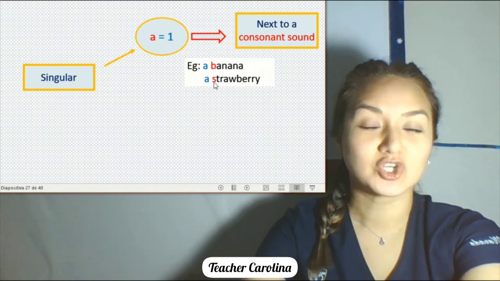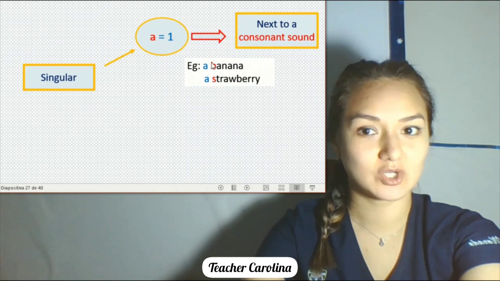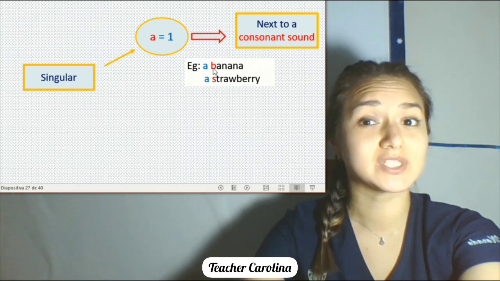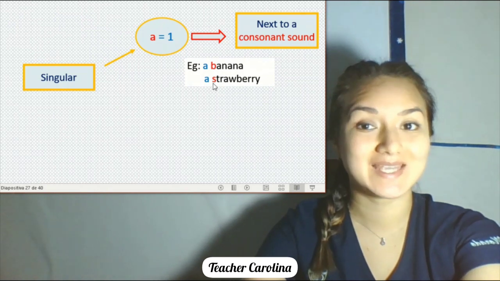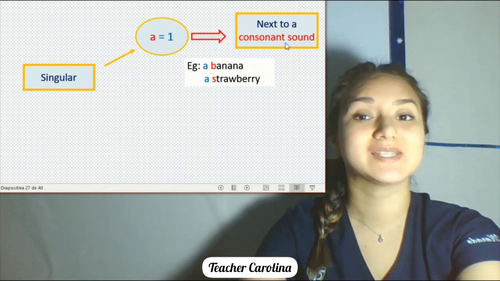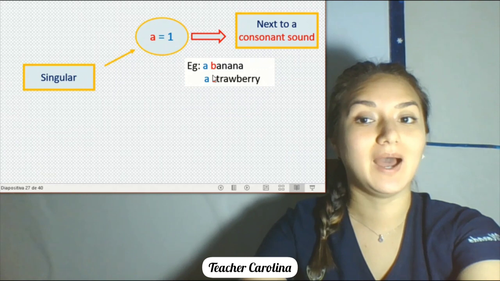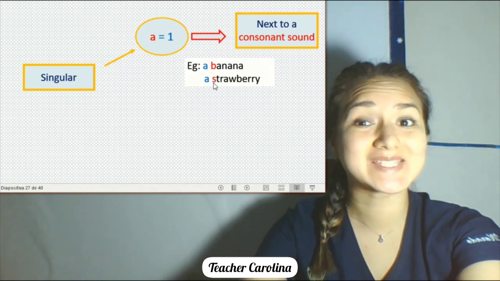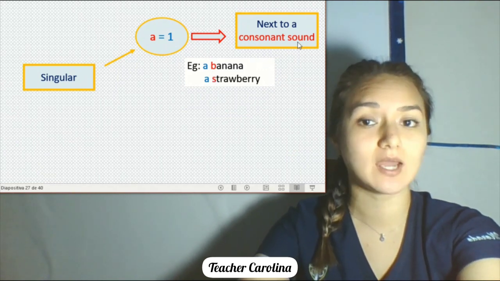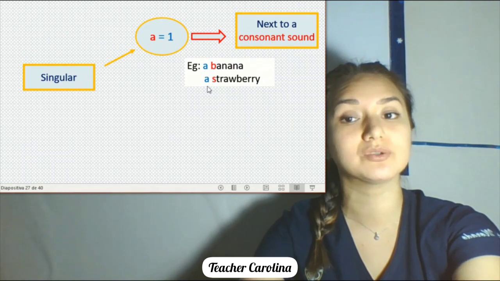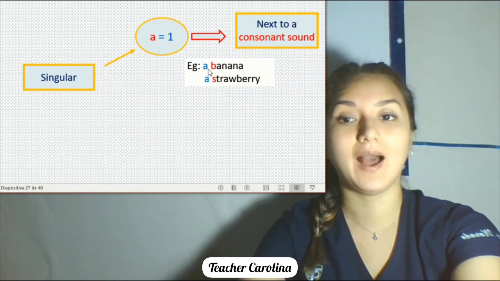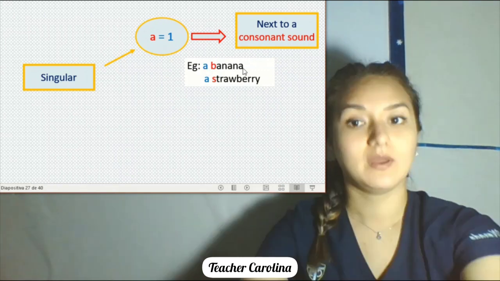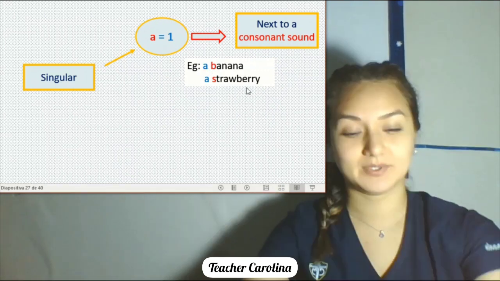Please take a look at this part. Consonant, right? Consonant because it's letter B. Consonant because it's letter S, right? So the sound B and the sound in here S. So it's a consonant sound. For that reason, you are going to use a in singular. A banana, a strawberry. Okay?